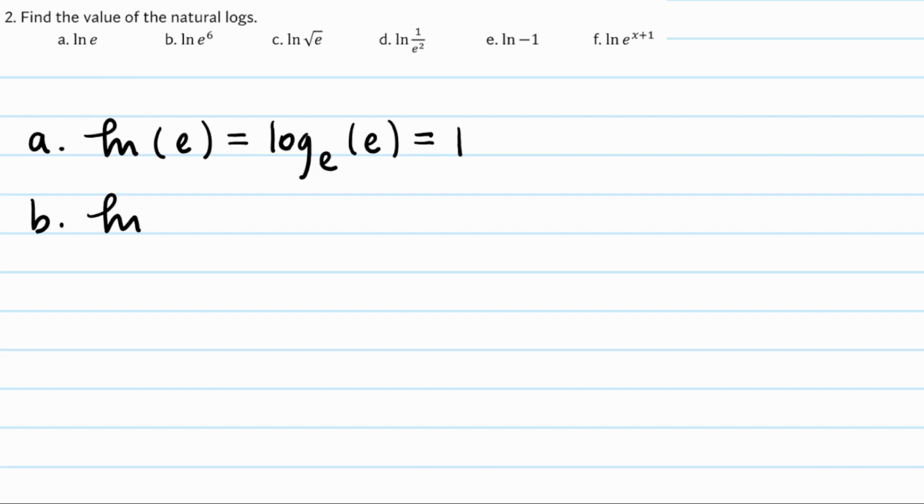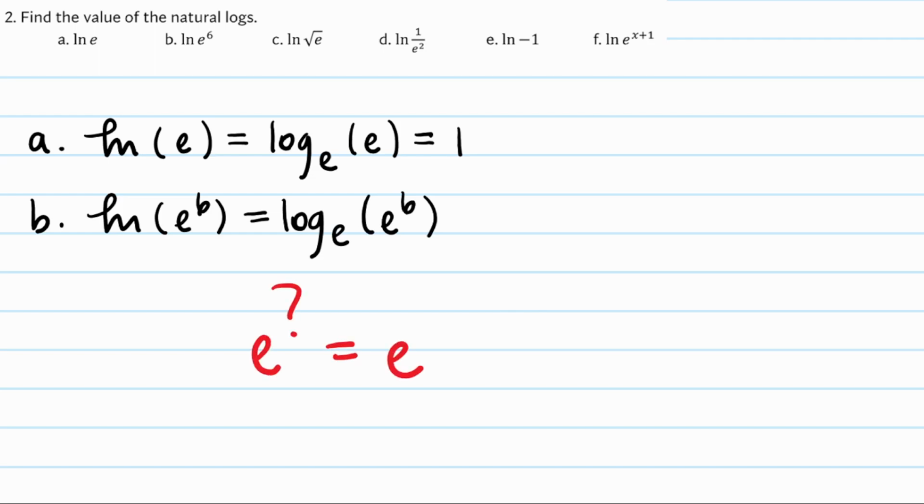Natural log of e to the 6 is equal to log with base e and argument e to the 6. So I'm saying, what exponent do I put on e to get e to the 6? This is really getting at that fundamental identity we talked about. The log with base b of b to anything is just going to be that thing. So this is going to equal 6.